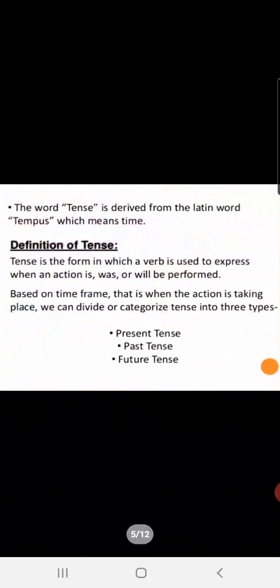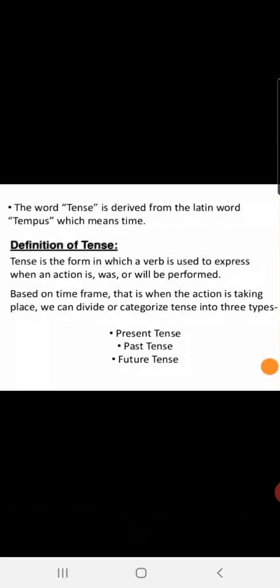Before we go further, let us know the meaning of tense. The word tense is derived from the Latin word tempus, which means time. So, children, in simple language, tense means time. Okay? Definition of tense: Tense is the form in which a verb is used to express when an action is, was, or will be performed.